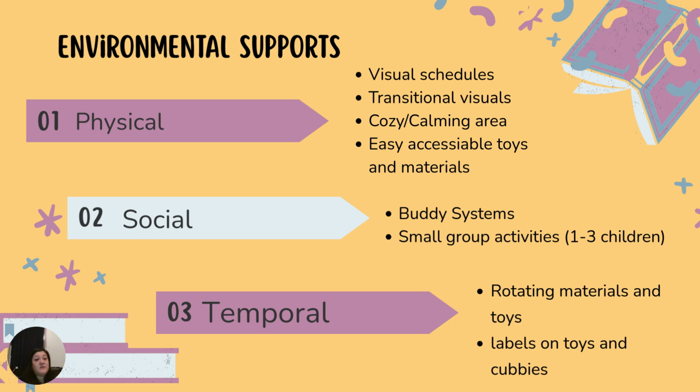So the environmental supports in the physical space, we have visual schedules, transitional schedules, cozy calming areas, easy and accessible toys and materials. The social supports would be buddy systems, small group activities of 1 to 3 children, where the teacher will invite the other children to join them. Temporary will be rotating materials and toys, label toys and cubbies.